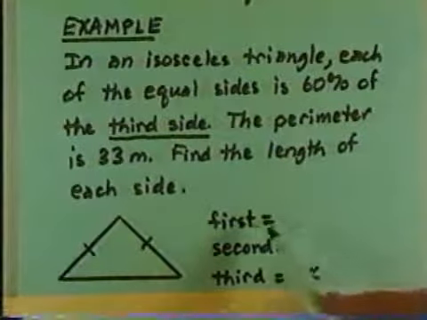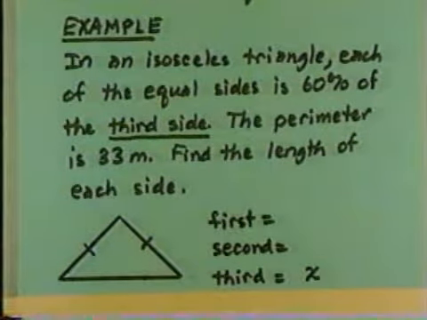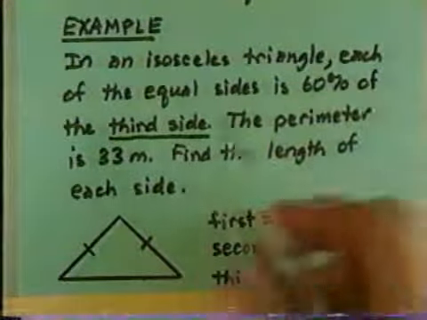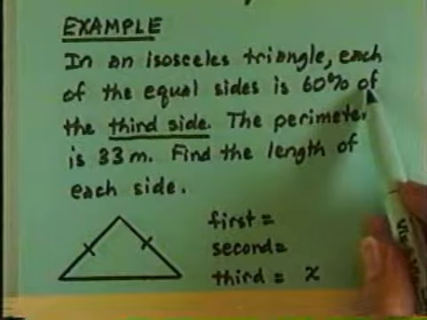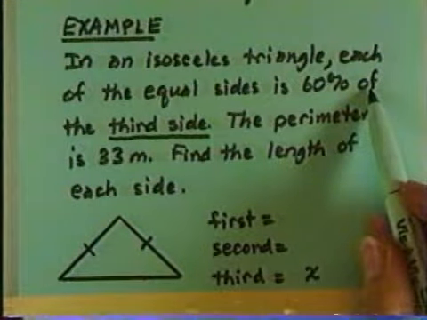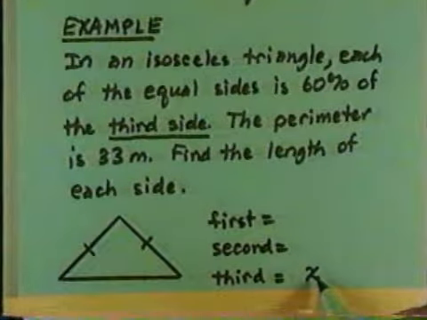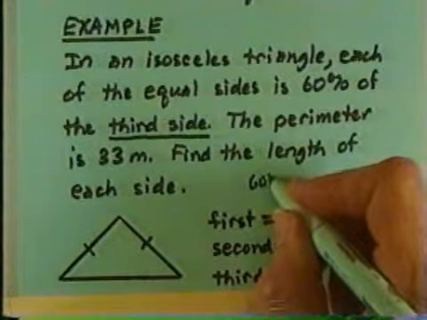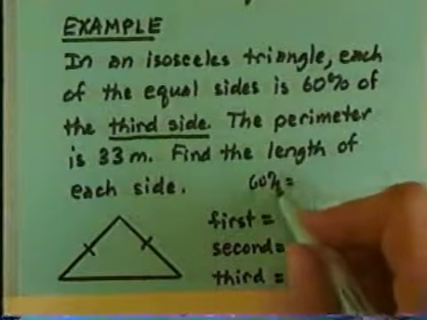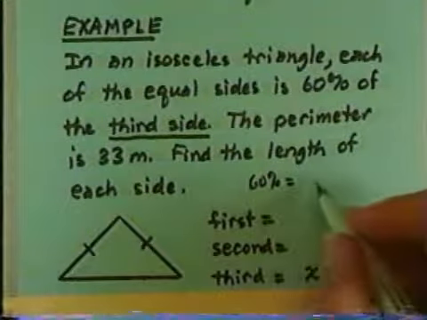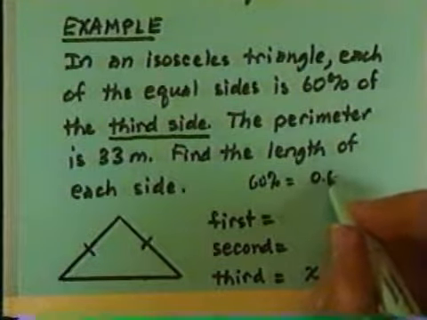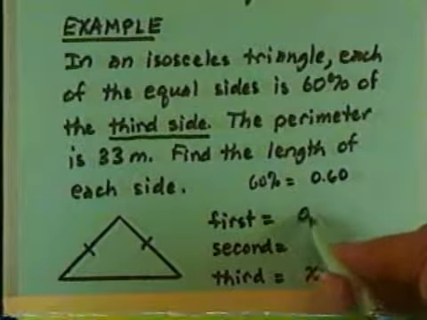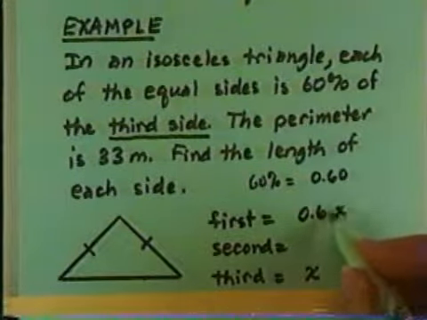Each of the equal sides, well, that means the first and the second would be the equal sides, and each of those is 60% of the third side. 60% of a number means 60% times the number, and so we'll multiply 60% times x. But remember that a percent must be written in decimal form. 60% is, we'll move the decimal 2 places to the left, dividing by 100, and we get 0.60, or simply 0.6. So our first side is 0.6 times x, 60% of x.